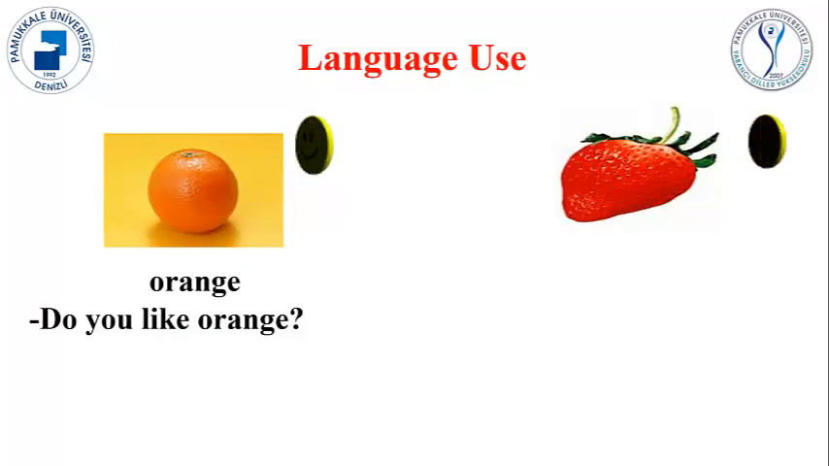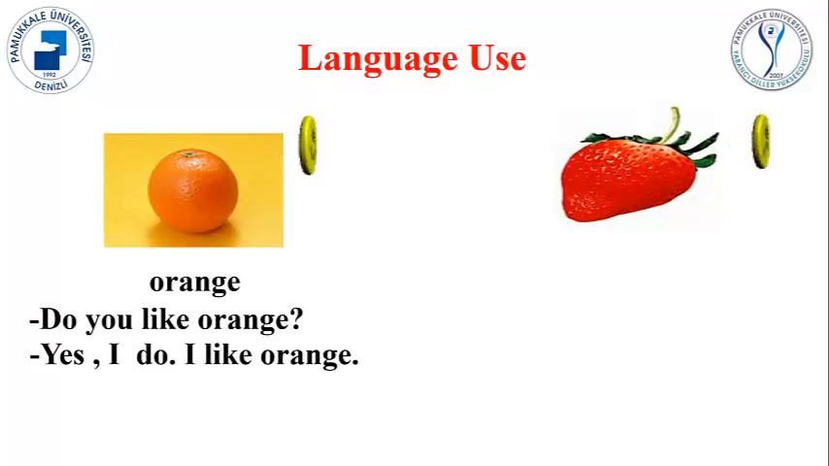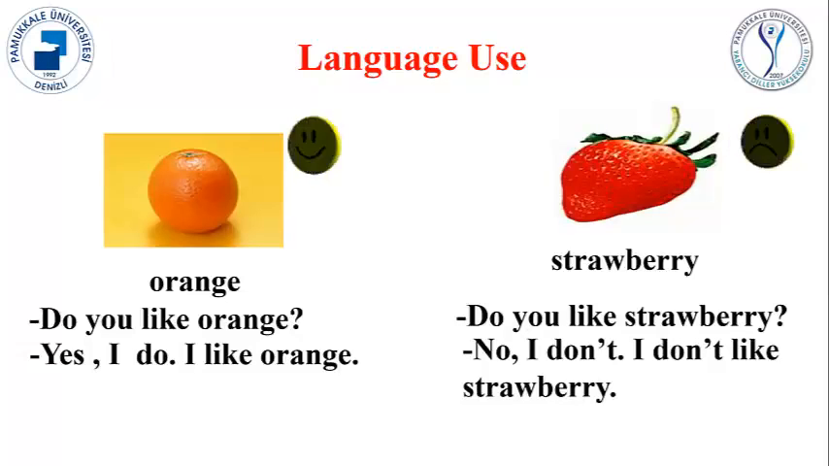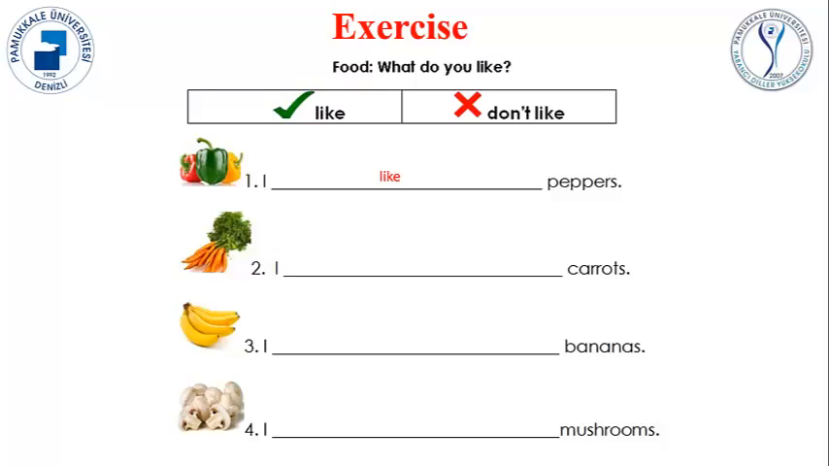Okay, you can use this question. Do you like orange? And if you want to give a positive sentence, with a smiling emotion, yes, I do. I like orange. And about strawberry, do you like strawberry? No, I don't. I don't like strawberry. It depends on you. You can say I like or I don't like. I like peppers. I don't like carrots. I like bananas, or I don't like mushrooms.